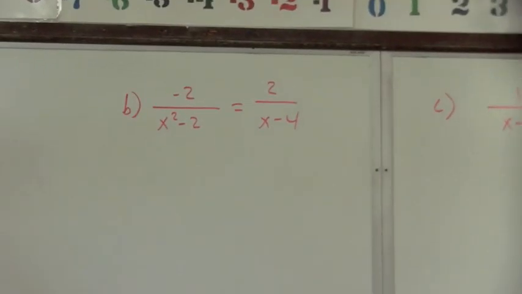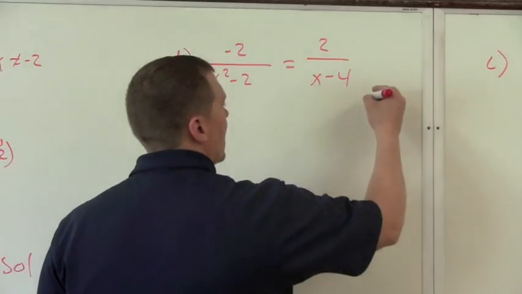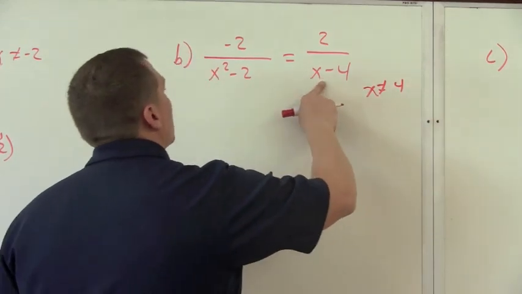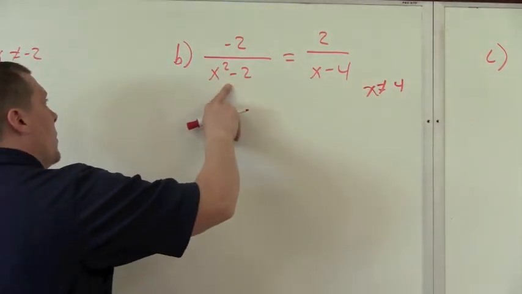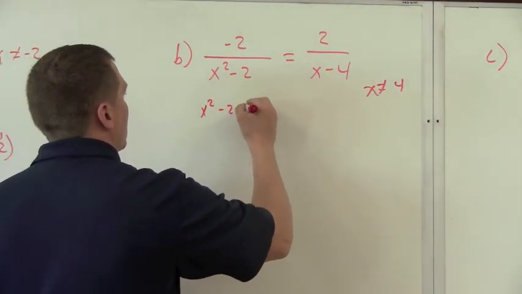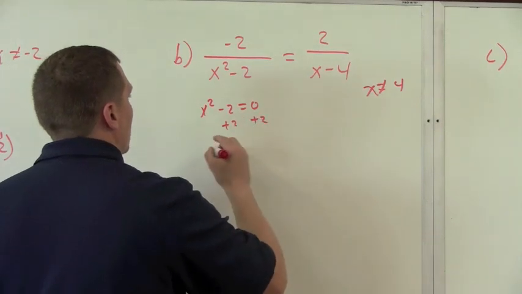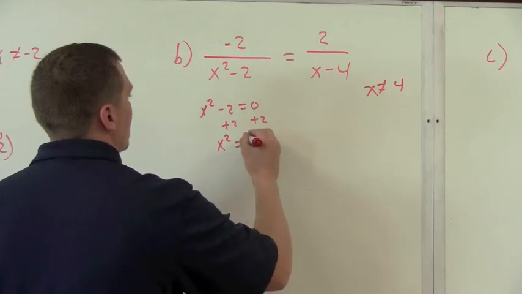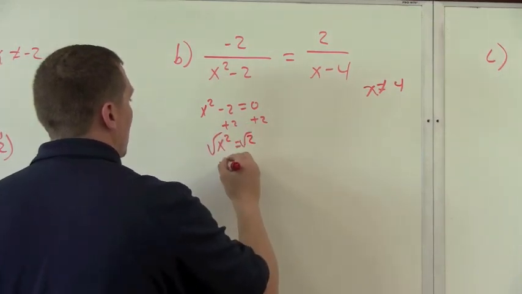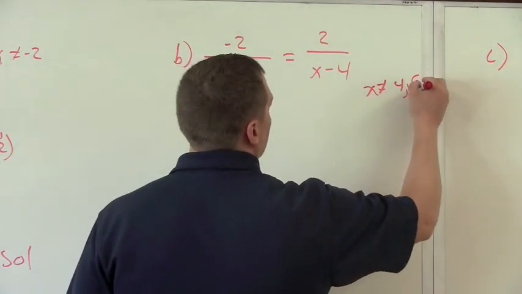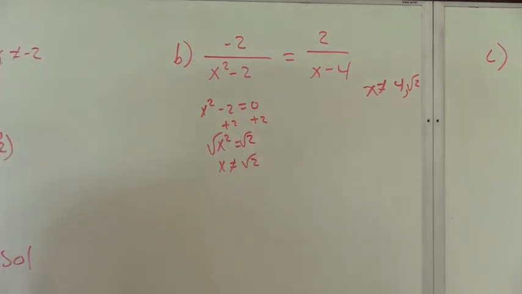Example B. Let's find out what x cannot be. x cannot be 4, because of that right there. Can this be factored? Nope. But what can x not be? If I take this x squared minus 2 and set it equal to 0, I add the 2. That tells me x squared is equal to 2. Take the square root. x cannot be the square root of 2, and it also can't be negative square root of 2. Those are the things that x cannot be. As long as I get any solution but those, I'm okay.